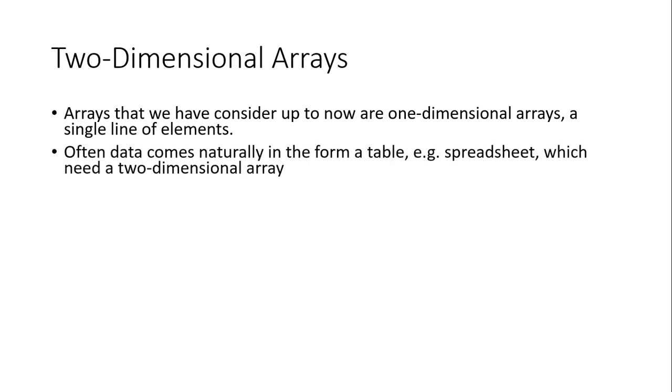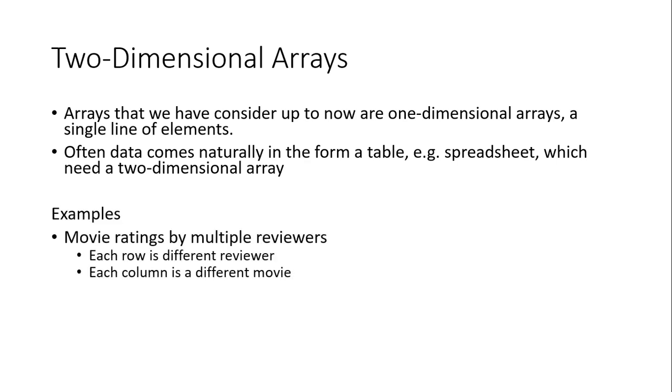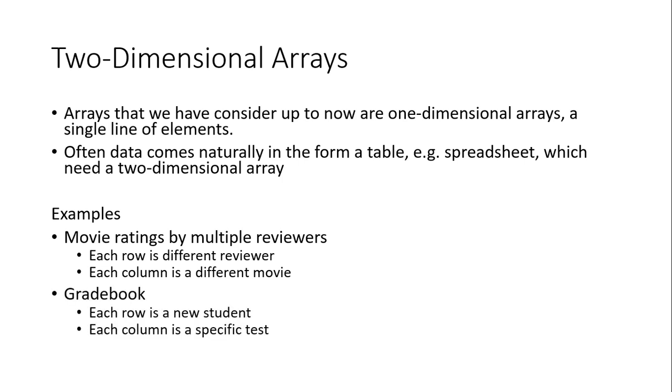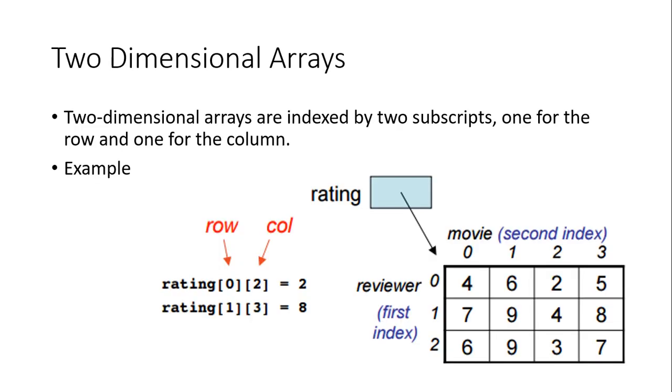Now we're looking at data that naturally comes in a table, like an Excel spreadsheet or something along those lines. These need to be what's known as a two-dimensional array. So I've got some examples. Let's consider movie ratings by multiple reviewers. Each row would be a different reviewer, and each column is a different movie that each reviewer has rated. Or something as simple as a grade book: each row is a new student, each column is a specific test.